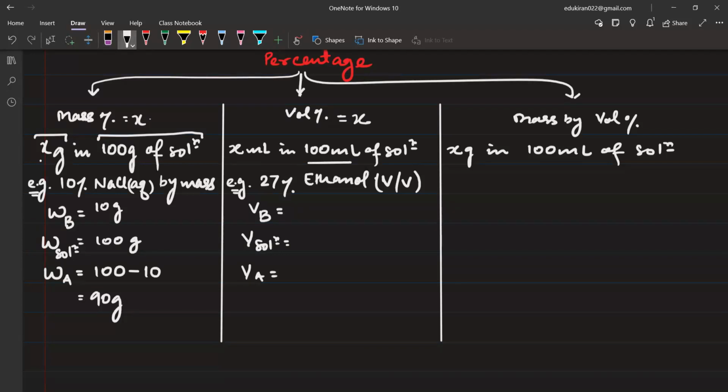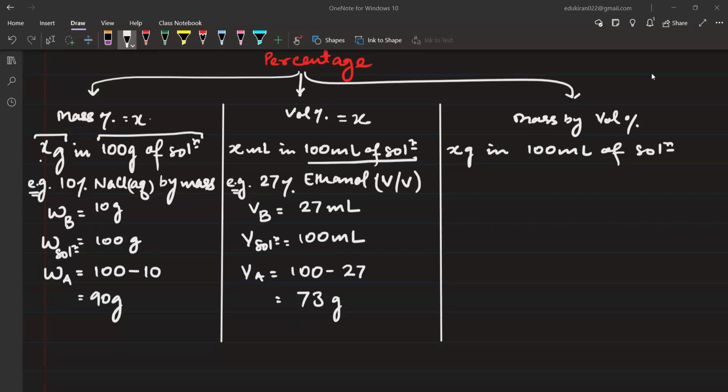So what will you read? 27 ml in 100 ml of solution. So solute is how much? 27 ml. Solution is how much? 100 ml. And what is the solvent? 100 minus 27. You understood for the mass percentage also now? Yes, sir. Okay, so 100 minus 27 will be 73 grams, right?